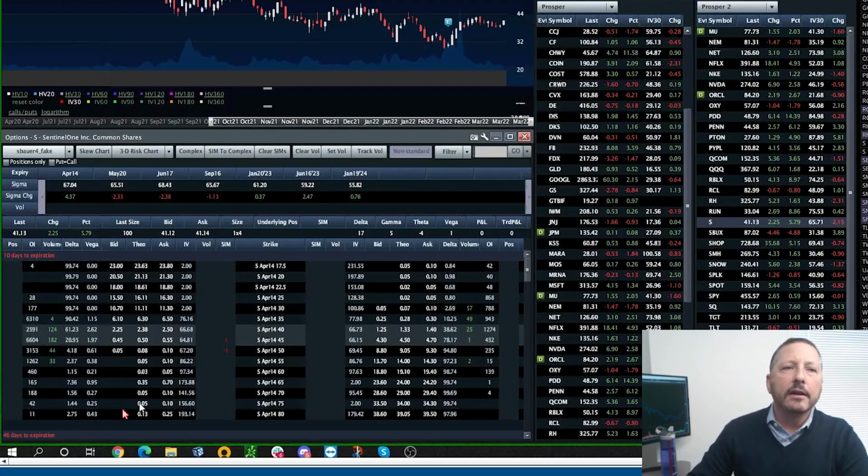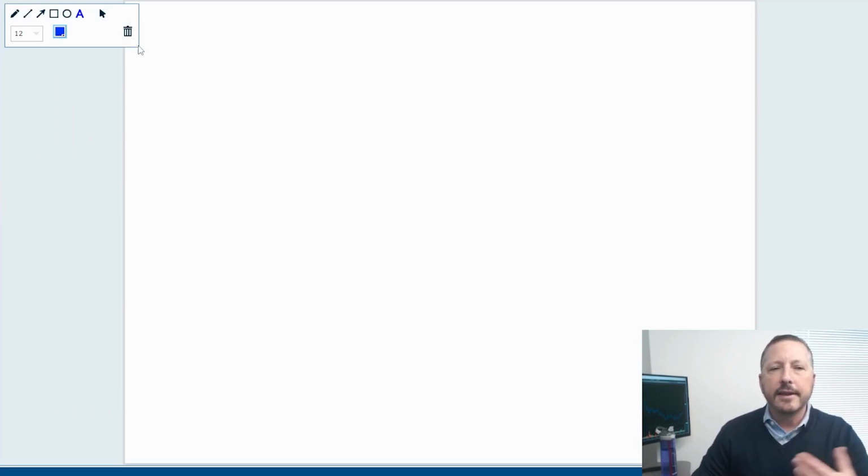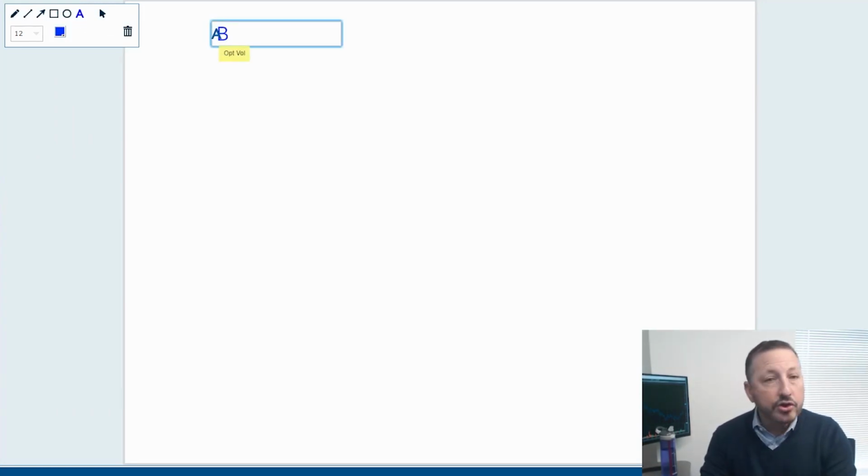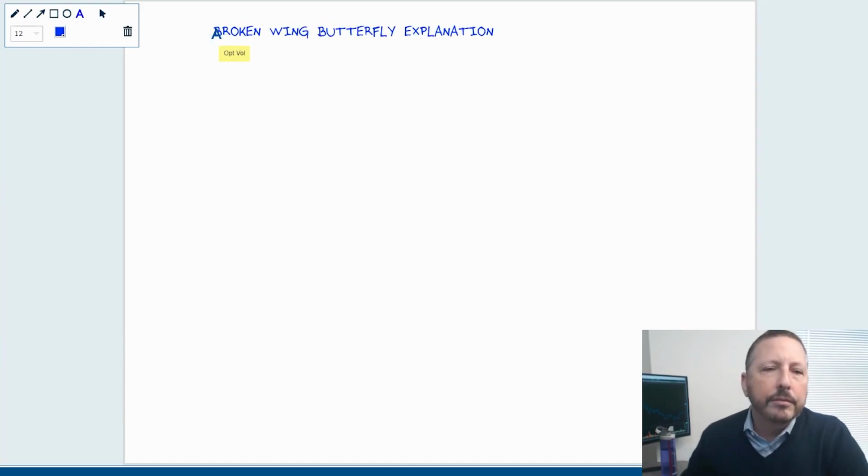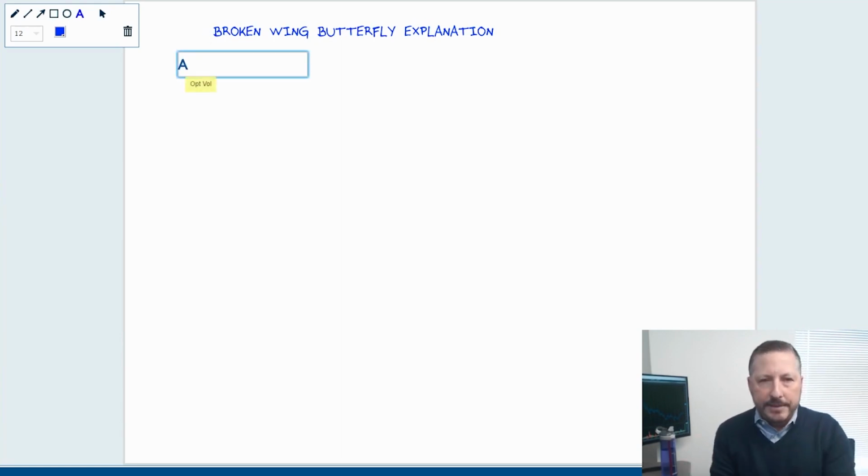Okay, so again, you can create this type of position whether you're bullish, bearish, or neutral. What we're going to do on this one, since we already talked about a bullish butterfly potential in Tesla, let's look at a bearish potential broken wing butterfly. Now, let's review real quickly. What were the setups, the nuances of a regular butterfly?